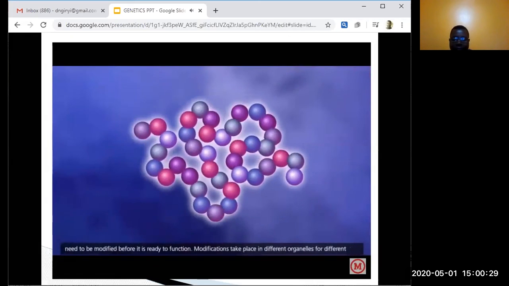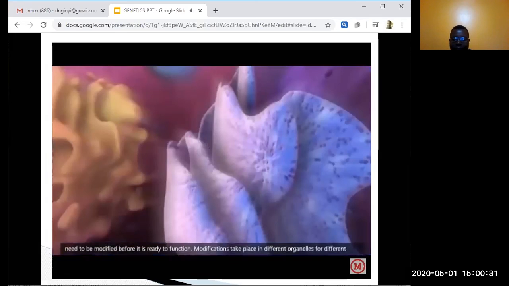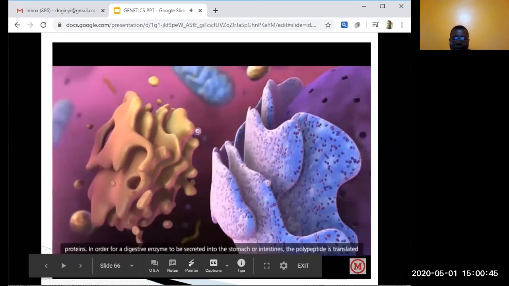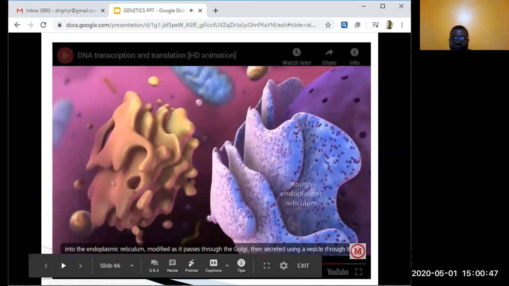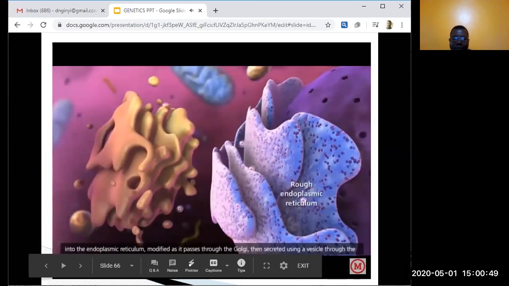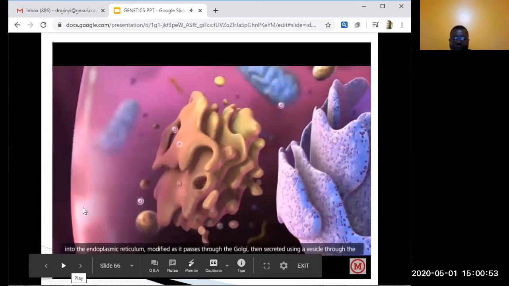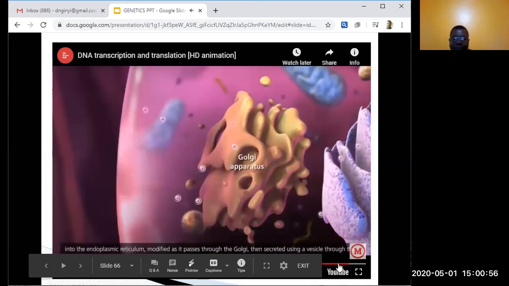After dissociation, the polypeptide may need to be modified before it is ready to function. Modifications take place in different organelles for different proteins. In order for a digestive enzyme to be secreted into the stomach or intestines, the polypeptide is translated into the endoplasmic reticulum, modified as it passes through the Golgi, then secreted using a vesicle.